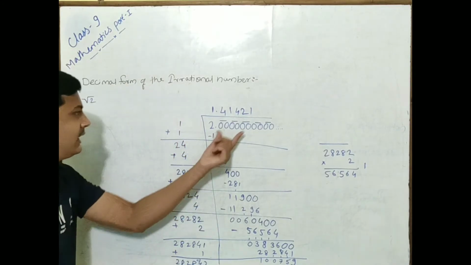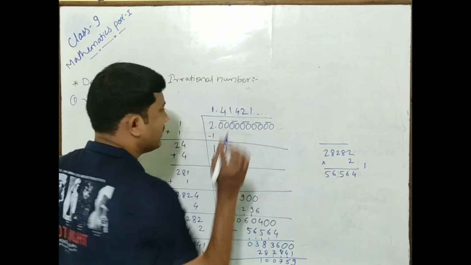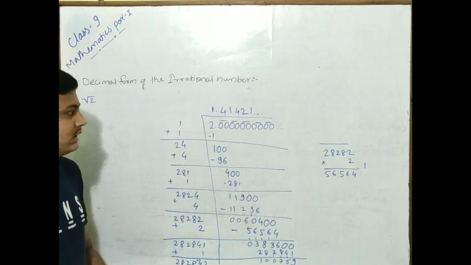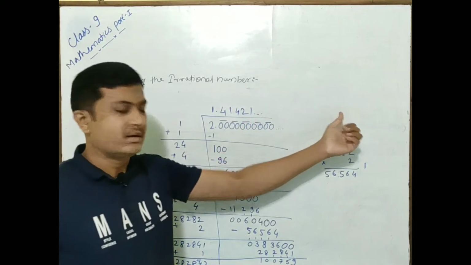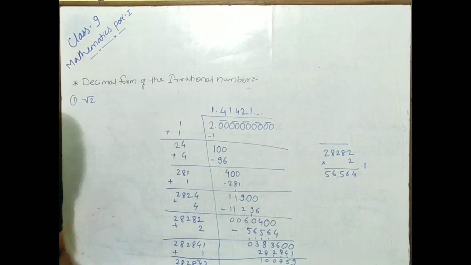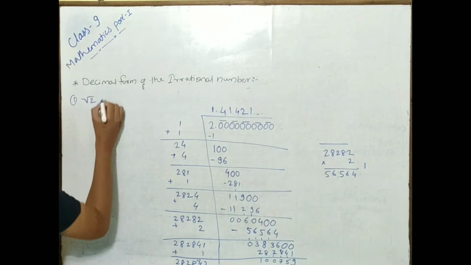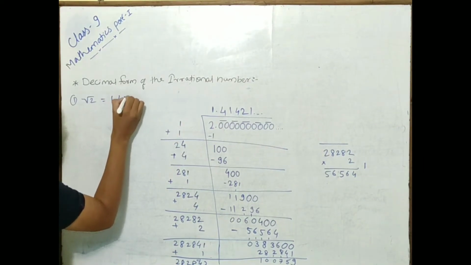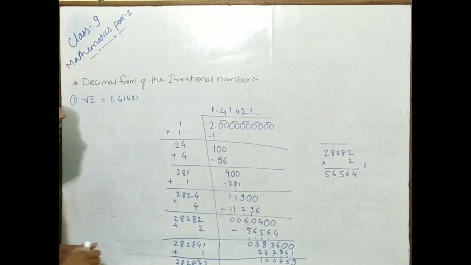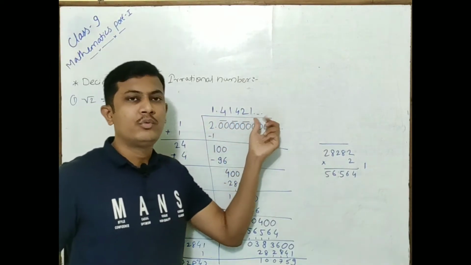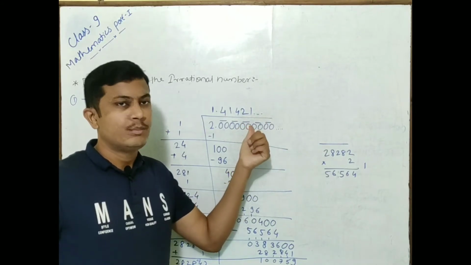In this way it will be carried up to infinite numbers. So what is the value of root 2? Root 2 is 1.41421. This we have to find up to a maximum of 4 to 5 digits after the decimal point.